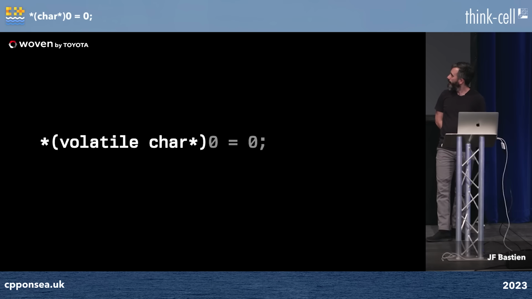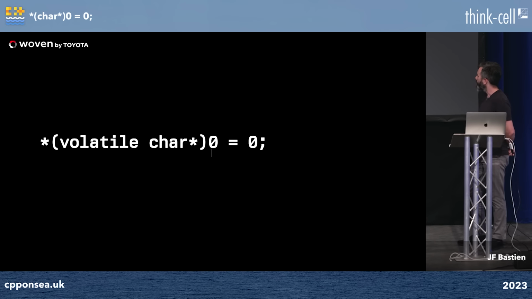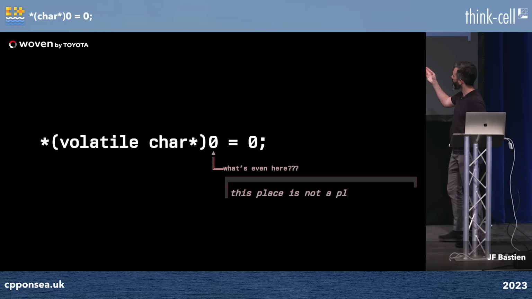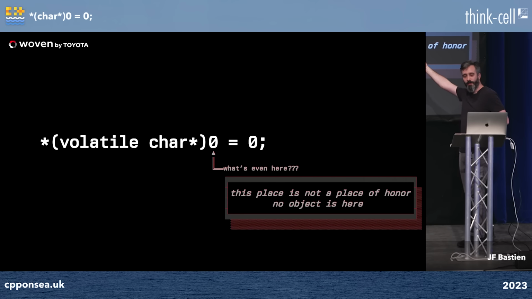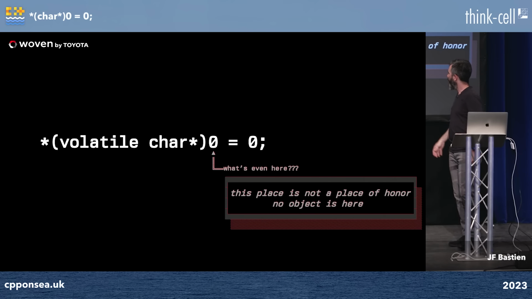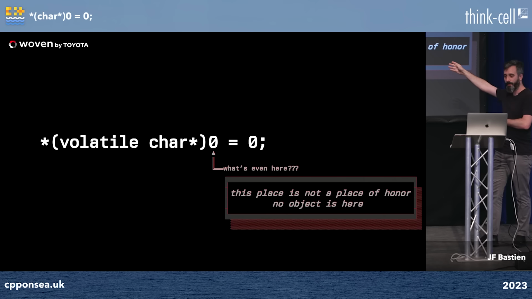Now, let's talk about this though. If you're familiar with C++, there's this concept of objects living at places, right? When we're casting 0 to volatile char star, what's even there? Is there a thing at 0? C++ is all about objects, their lifetime, where they live, and the effects on them. My feel when I see this type of code is that it's not a place of honor, there's no object there. Do you all agree?